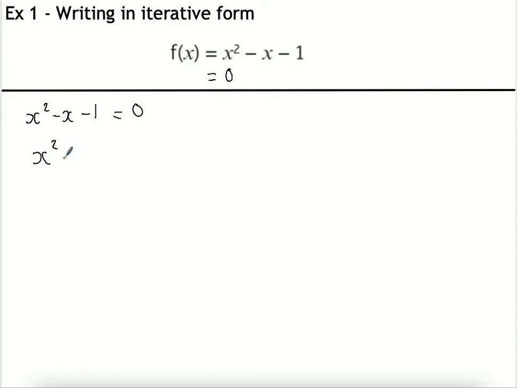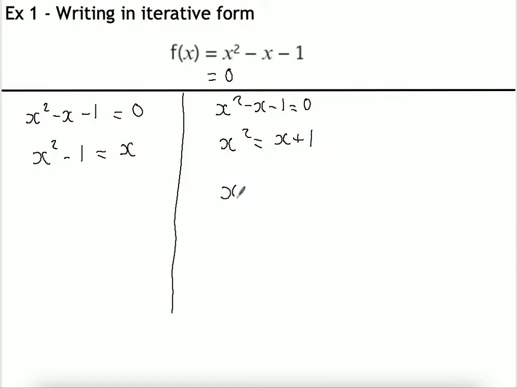So I could write it as x squared subtract 1 equals x. That's made x the subject. It could also be written in a slightly different way. So I could write this as x squared equals x add 1. So therefore x is equal to the square root of x add 1. So that's a possible way of making x the subject. Or finally, it could be written like this.